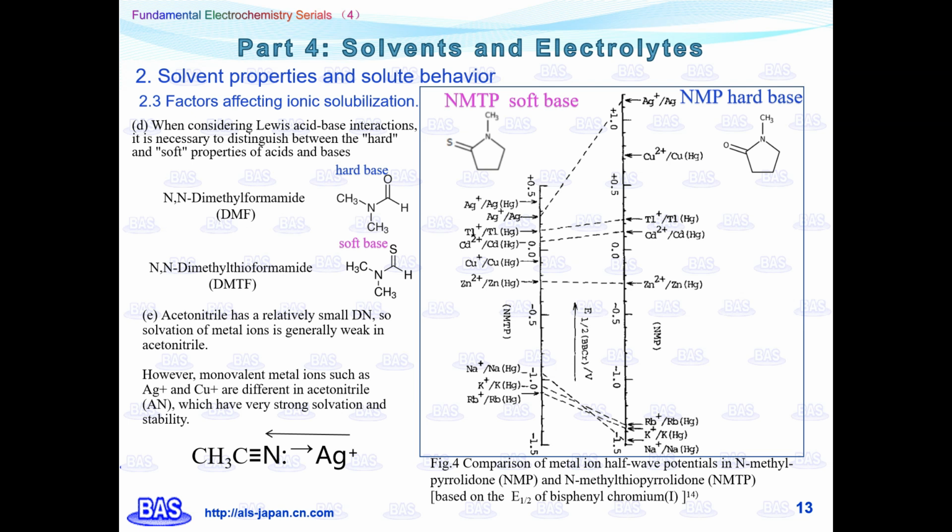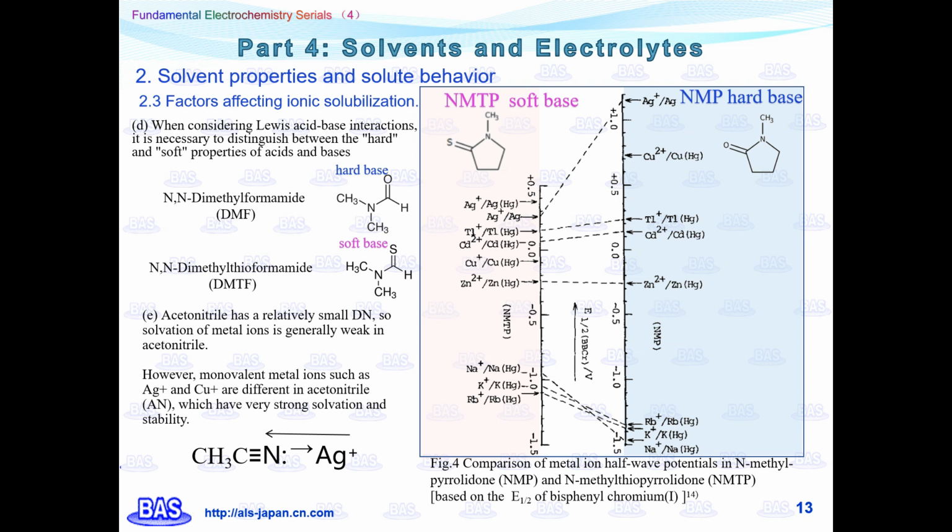For example, Figure 4 shows the half-wave potential of a metal ion in the hard base NMP, whose oxygen atom is coordinated to the metal ion, and the soft base NMTP, whose S atom is coordinated to the metal ion. These half-wave potentials are based on the half-wave potential of the bisphenyl-chromium complex, as the bisphenyl-chromium complex is considered to show an almost constant value regardless of the solvent.